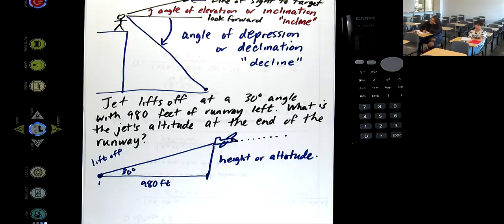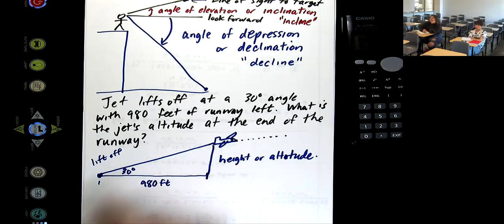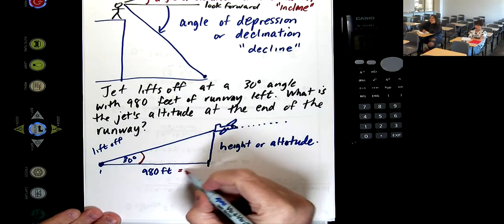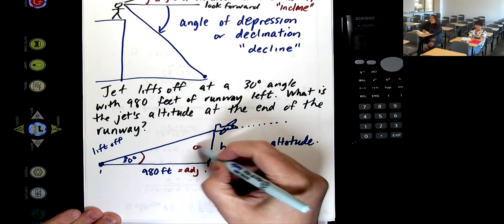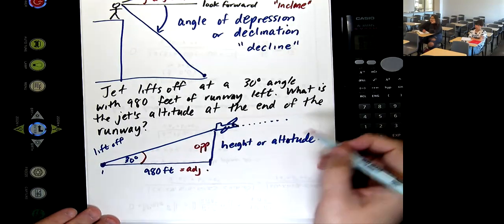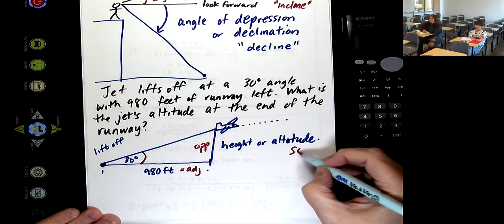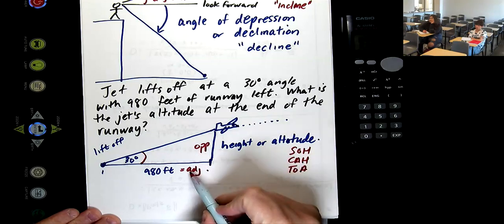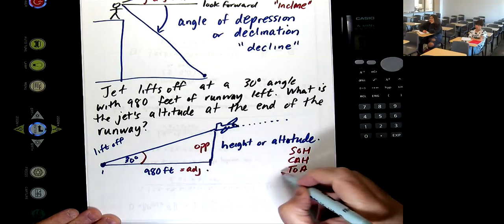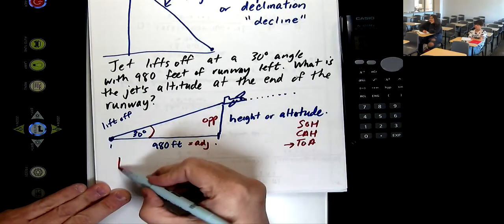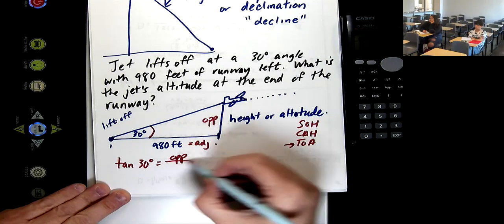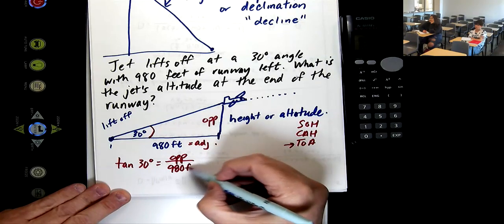All right, so I'm trying to find this side. I have this side and this angle. So in relation to this angle, this is the adjacent side, and this is the opposite side. So if we look at SOHCAHTOA, I have A, I'm looking for O. That's going to be the tangent. So tangent of 30 degrees equals opposite, which is what I'm looking for, over adjacent, which is 980 feet.